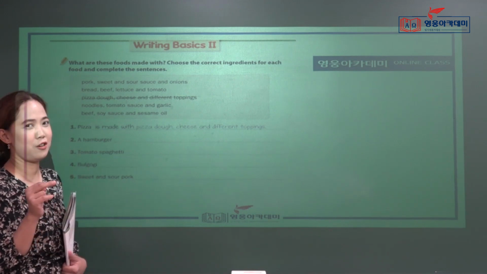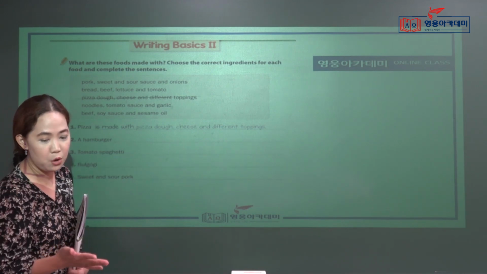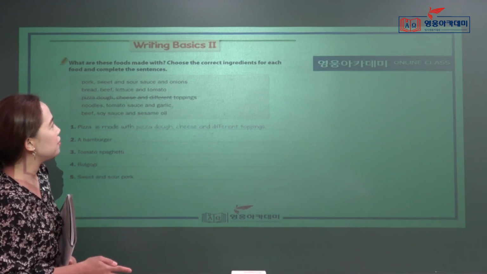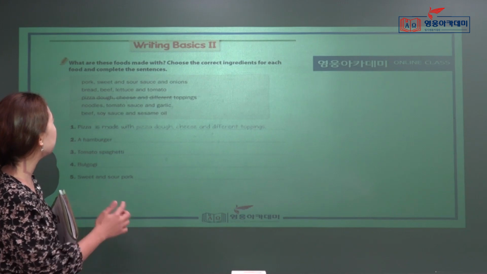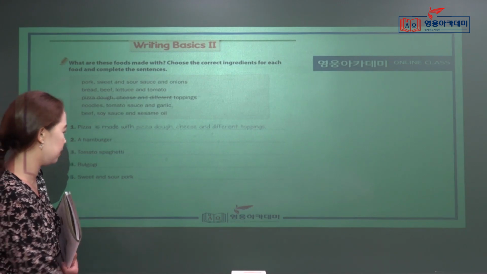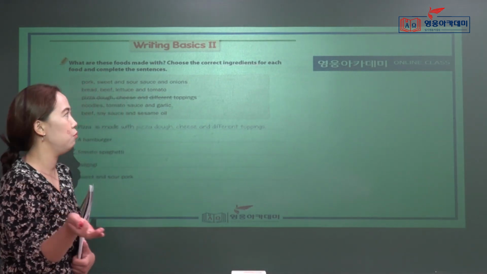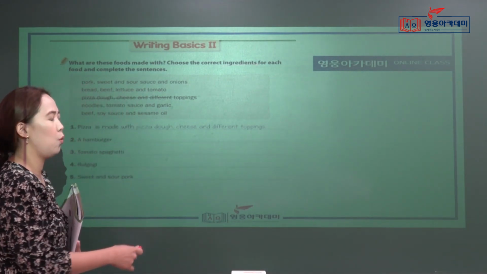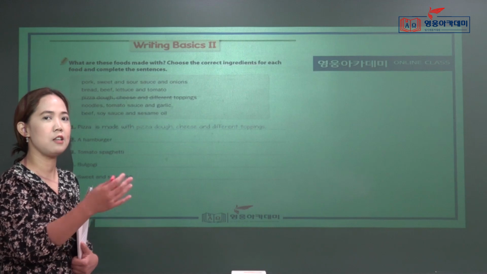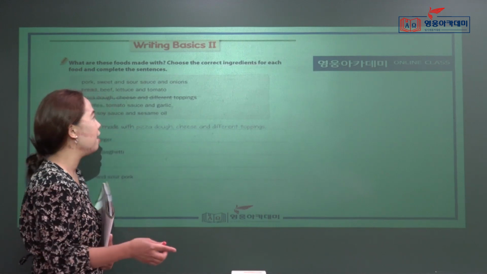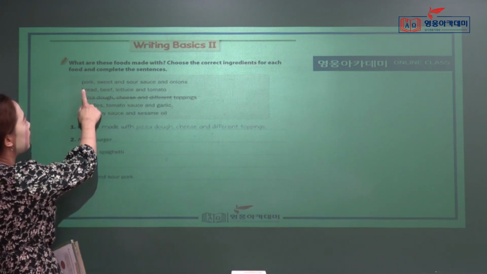All right, now let's go to the writing basics 2. What is the instruction? What are these foods made with? Choose the correct ingredients for each food and complete the sentences. Do you guys remember the meaning of the word ingredients? We've heard this too many times, right? All right, so ingredients are the foods that you use in making a recipe or any kind of dish, right? So here we have some examples.